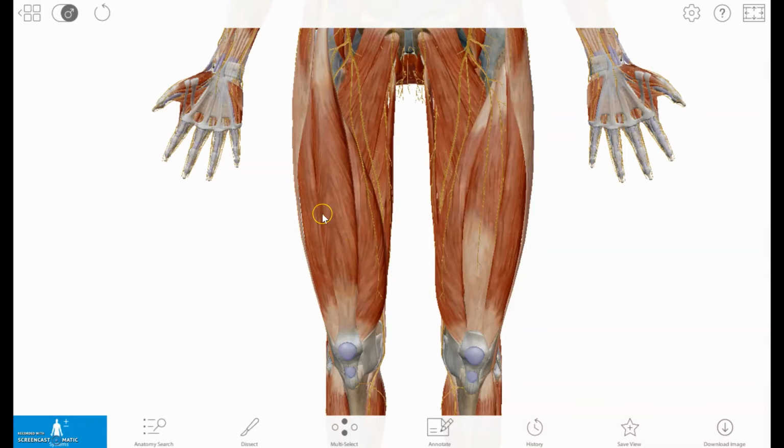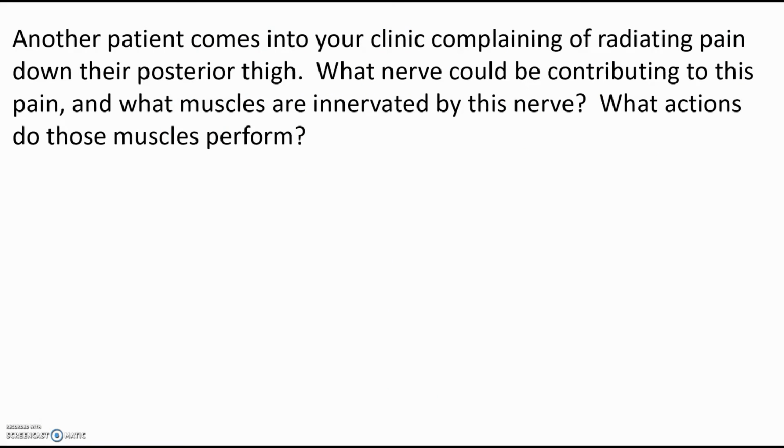So now let's go back to the presentation and start the next example. Alright, so now let's go over our second and final example. Say another patient comes into your clinic complaining of radiating pain down their posterior thigh. Now, what nerve could be contributing to this pain, and what muscles are innervated by this nerve? And also, what actions do these muscles perform? Again, let's hop over to Visible Body and start going over this.